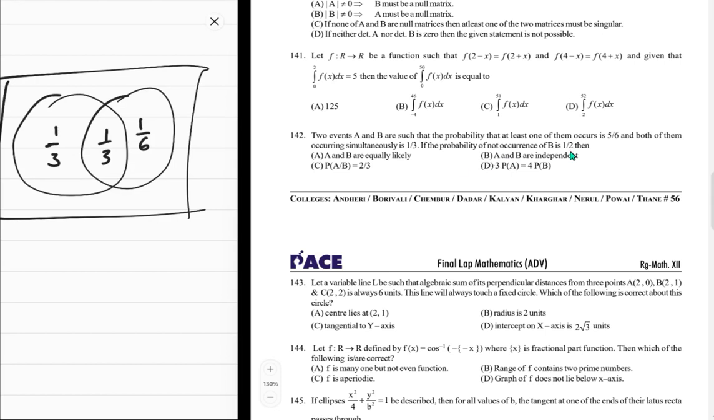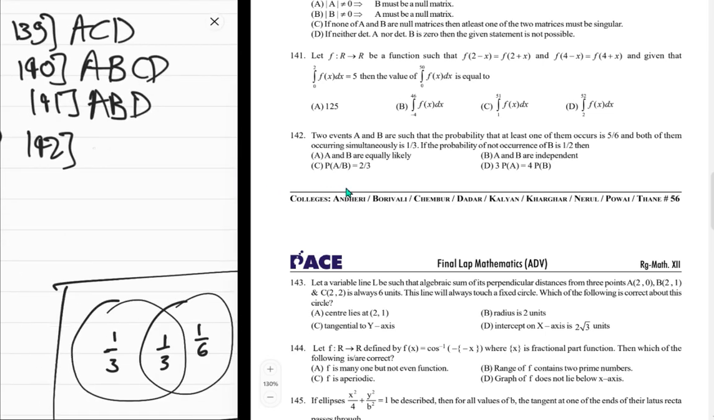Yes, 3/6, then here we need 2/6, that's 1/3. Okay. Probability of A given B. So given B, probability of A, that's just 1/3 upon, okay, 2/6 upon 3/6, this is 2/3. So C is correct. C of 142 is correct.